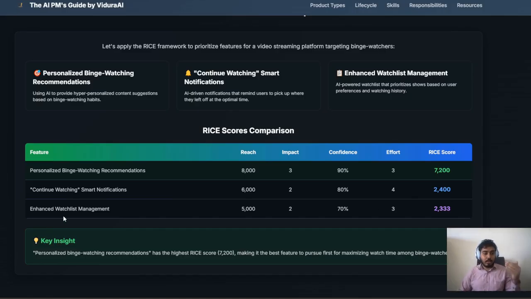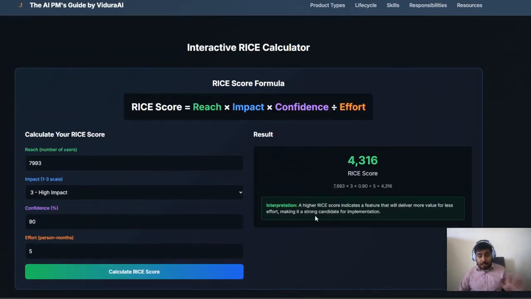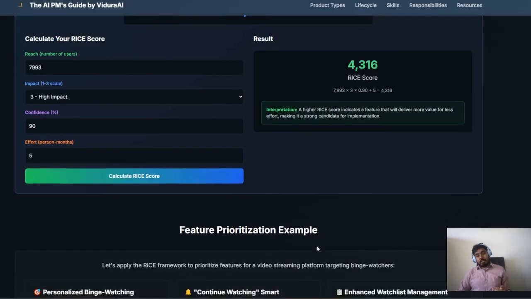And if we talk about enhanced watchlist management, we have reach about 5,000. Impact is 2. Confidence level is 70%. Effort is 3. And the RISE score is about 2,333. So you can see the RISE score on the right side. The topmost feature, the personalized binge watching recommendation feature, has the highest RISE score. With the highest RISE score, as I mentioned here, it will deliver more value for less effort.